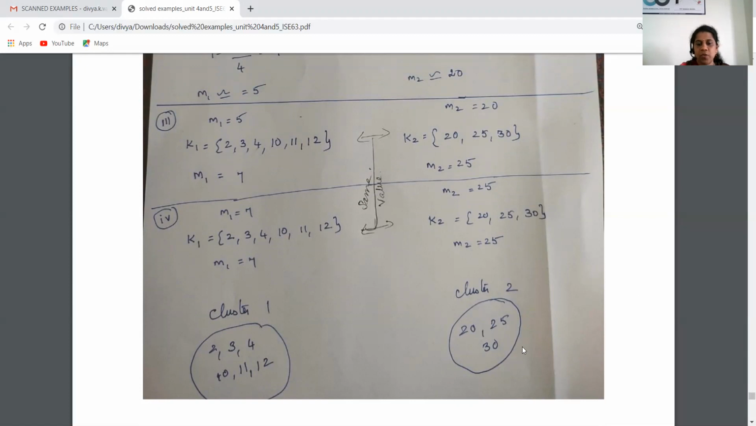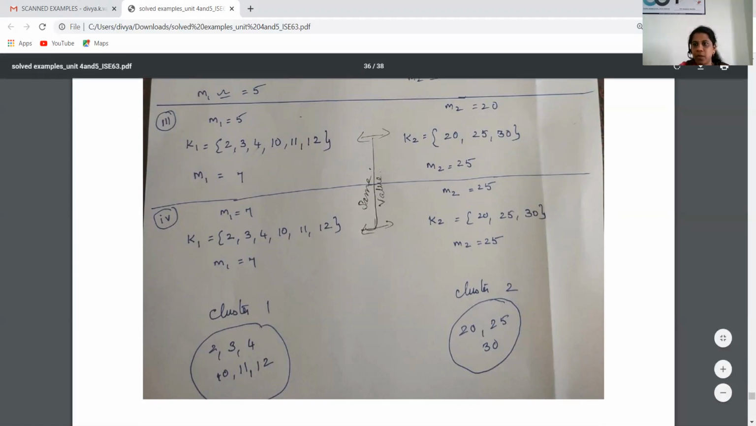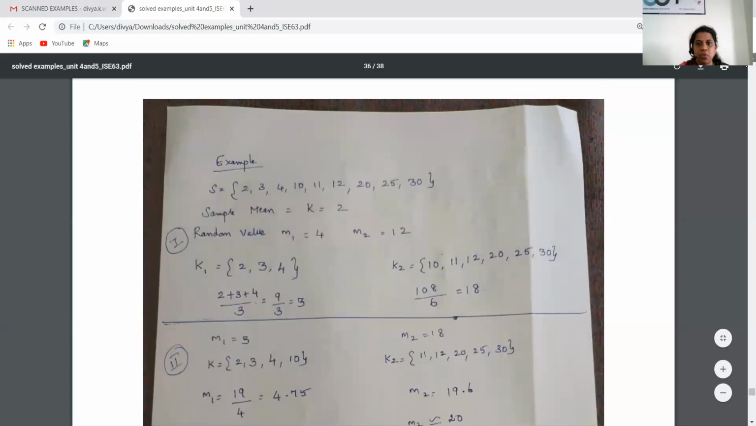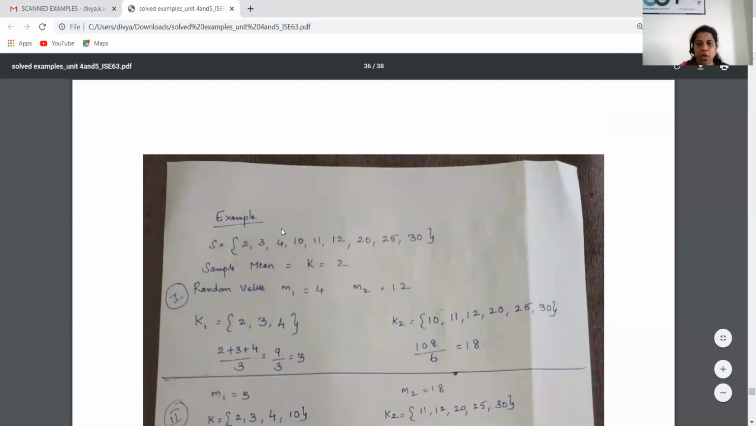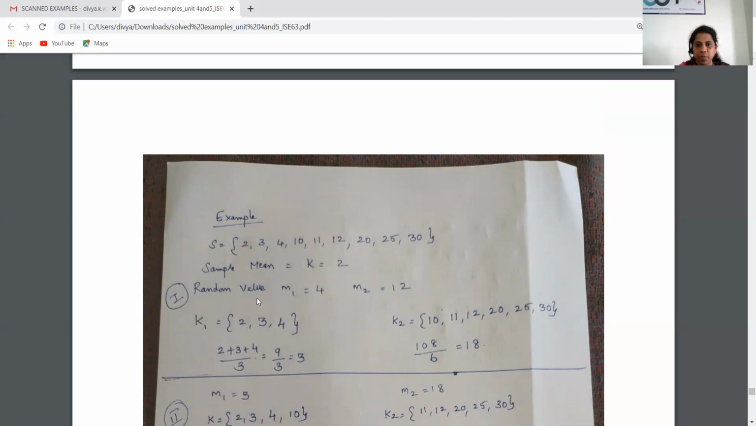Initially we were having the set, right? So arbitrarily we are taking two means and assigning the values, right? Then we are calculating the mean value, right?